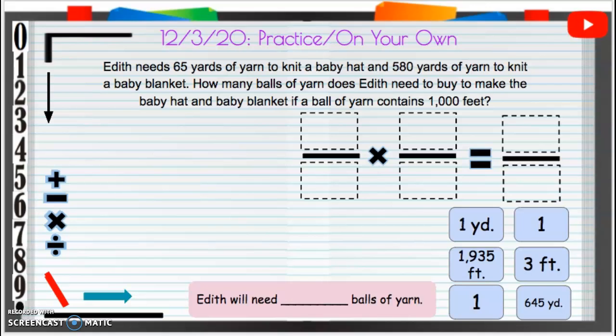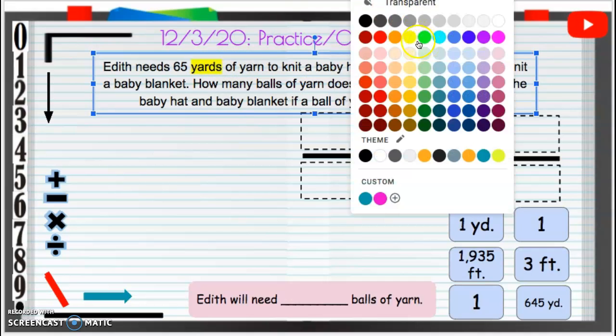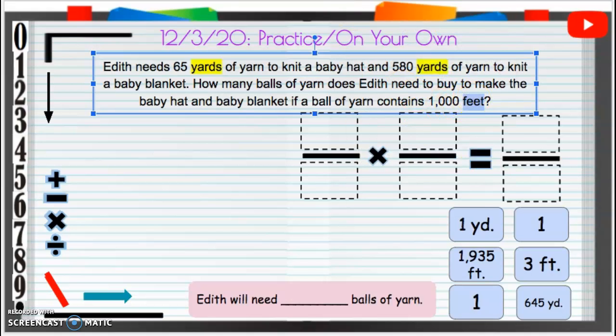Edith needs 65 yards of yarn to knit a baby hat and 580 yards of yarn to knit a baby blanket. How many balls of yarn does Edith need to buy to make the baby hat and baby blanket if a ball of yarn contains 1,000 feet? All right, so it looks like we're going from yards to feet. So we have yards, same thing, yards, and we're trying to get to feet.